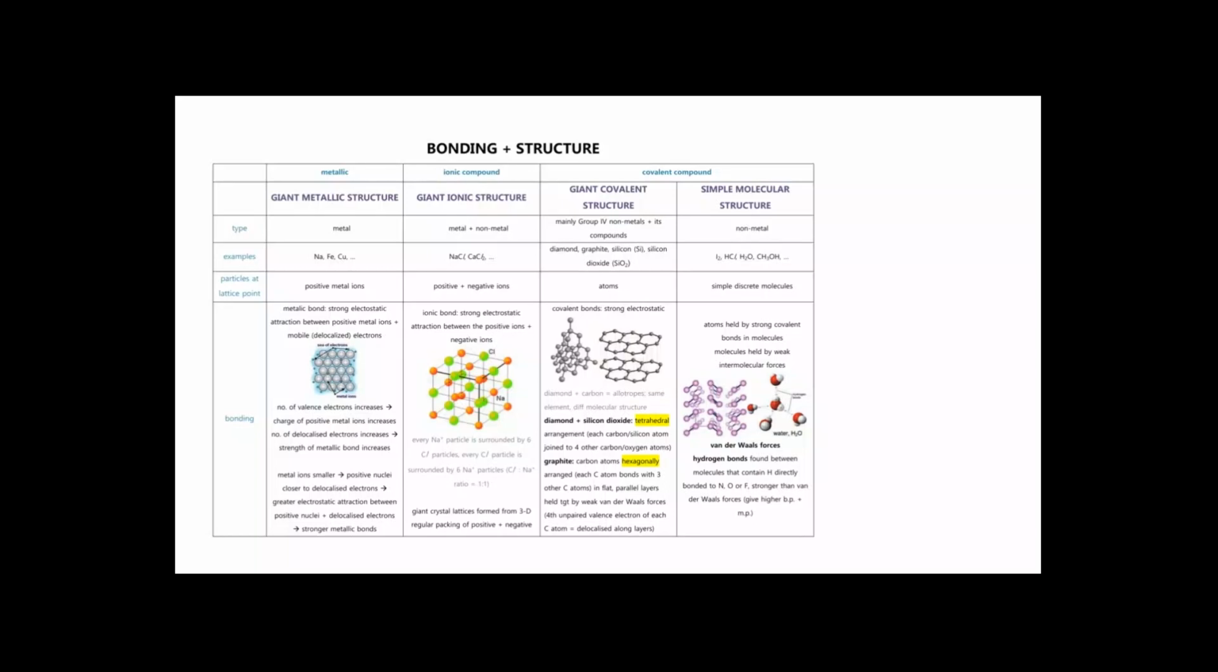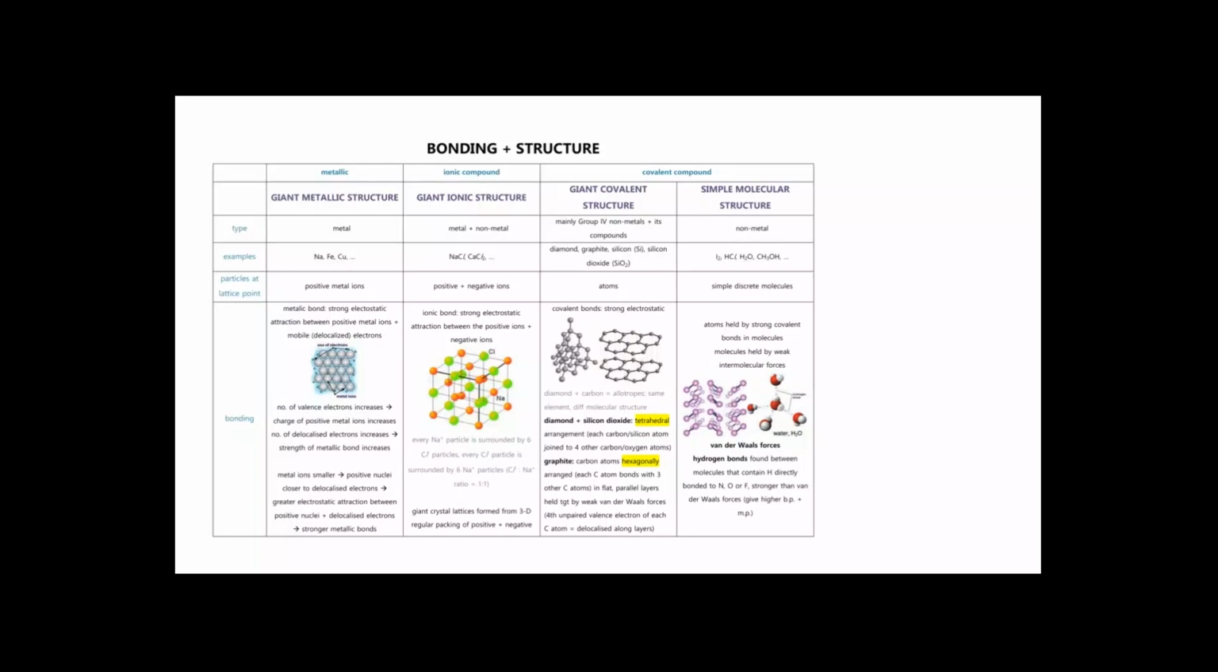Bonding. For metals, metallic bond strength. You have an electrostatic bond between metal ions and the delocalized electrons. And as the number of valence electrons increases and the charge of the positive metals increases, the number of delocalized electrons increases, and the strength of the metallic bond increases. And with metal ions smaller, positive nuclei closer to the electrons, and therefore a greater electrostatic force between the positive nuclei and the delocalized electrons. They have stronger metallic bonds.